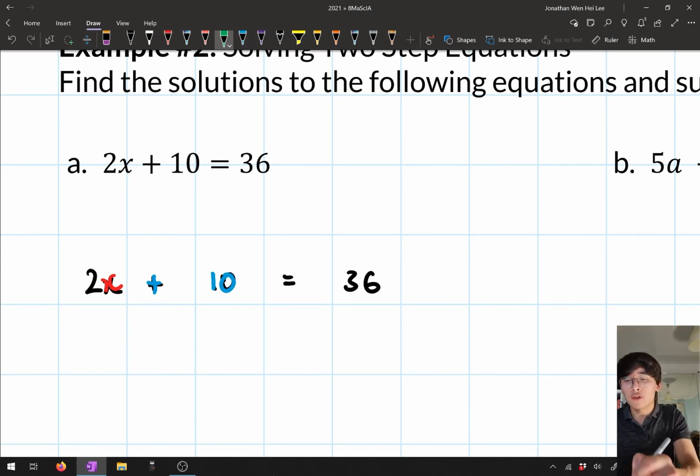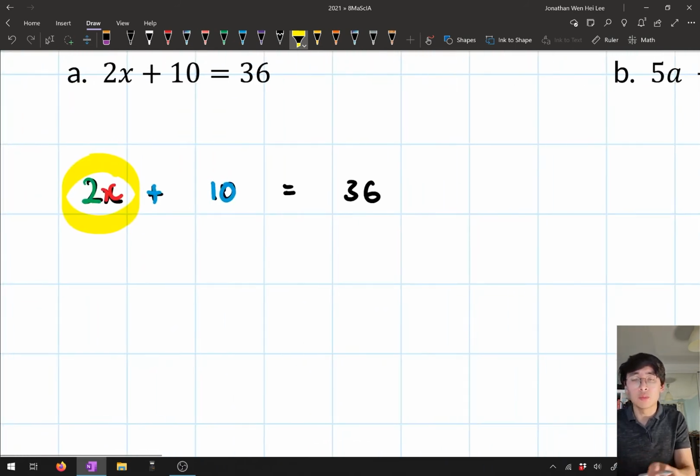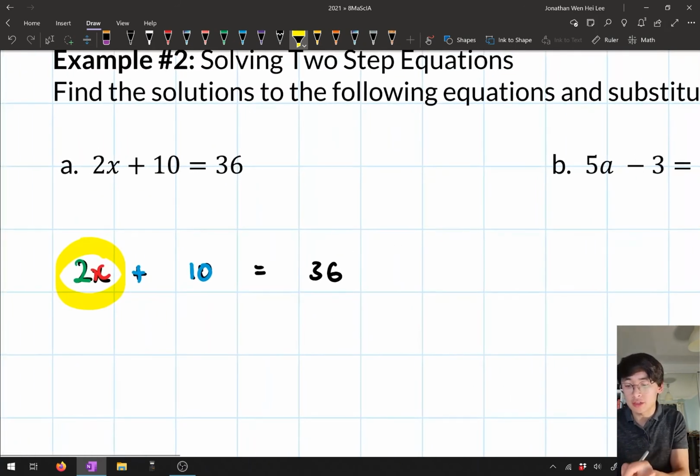And not only that, we've got this 2 as well. We've got that 2 as well. There's quite a few things in the way. So what I usually like to do is I work from the furthest thing away from my x. So here, notice the 2 is right next to the x. I don't want to move that first. What I'm actually going to move first is this plus 10.